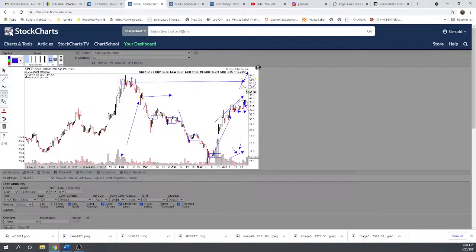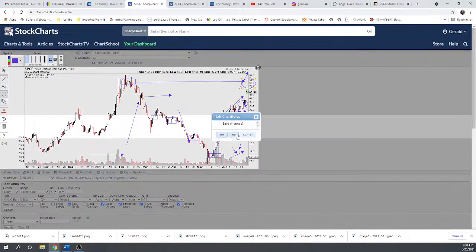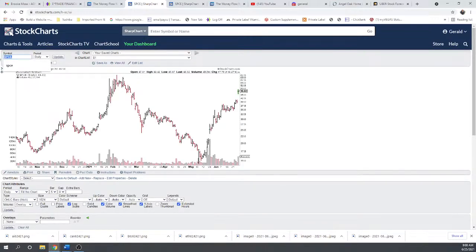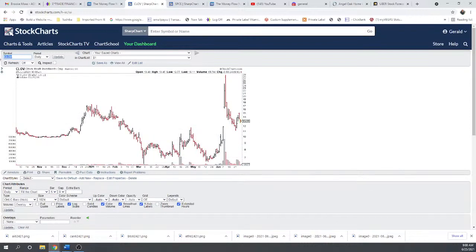So if we look at, let's look at Clove. Let's look at Clove.